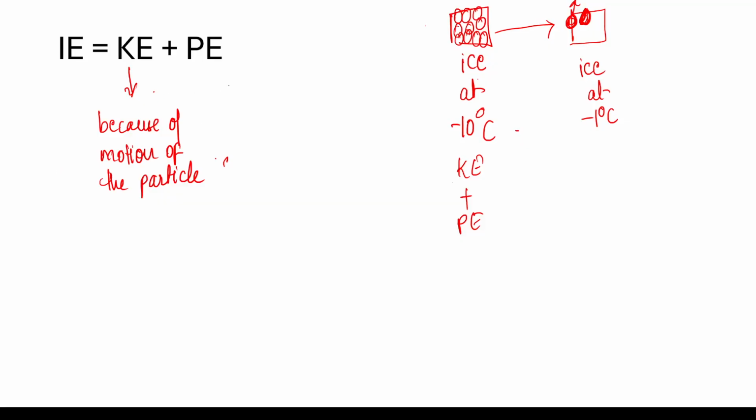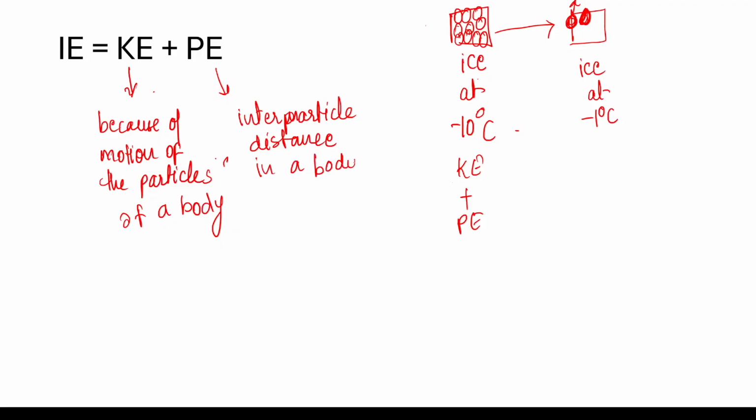Okay, so let's do one by one. KE is because of the motion of the particles of a body. Remember, we are seeing inside a body. And then PE is because of the intermolecular or interparticle distance in a body. Now, what changes KE? KE is changed by temperature. The larger the temperature, the faster the particles move, and the more kinetic energy they would have.